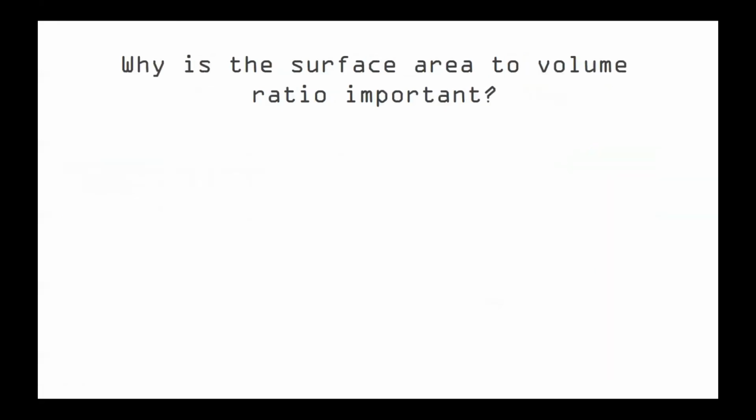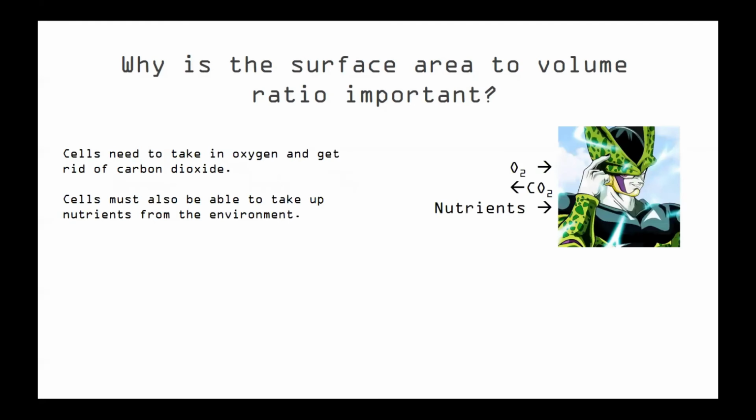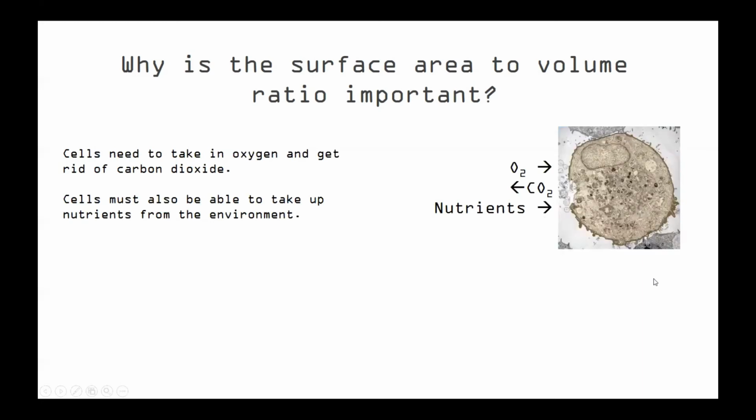Okay, and why is this ratio so important? Cells need to do a lot of things at their membrane. Okay, they need to take in oxygen. They need to get rid of carbon dioxide. We're talking about metabolism. Okay, cells must also be able to take up nutrients from the environment. Okay, so oxygen in, carbon dioxide out, nutrients in. Cells need to be able to do this. Okay, and they need to be able to diffuse this throughout the entire volume of their cell.